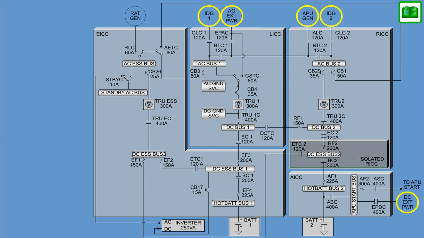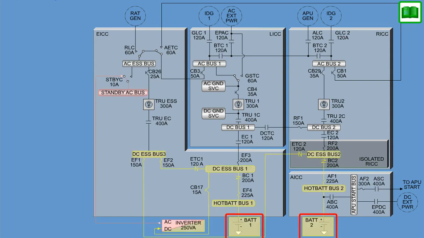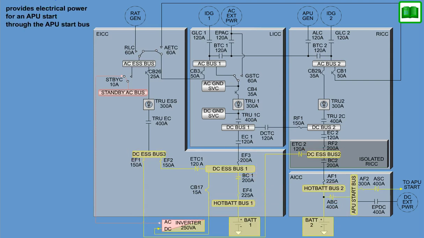In normal operation, any available power source will provide charging current for batteries 1 and 2, except for the DC external power. Both batteries are in operation to back up all DC buses, ensuring a break-free environment for DC loads. Battery 2 also provides electrical power for an APU start through the APU start bus when the electrical system is automatically isolated from battery 2.